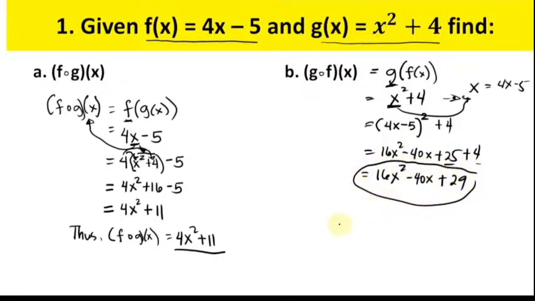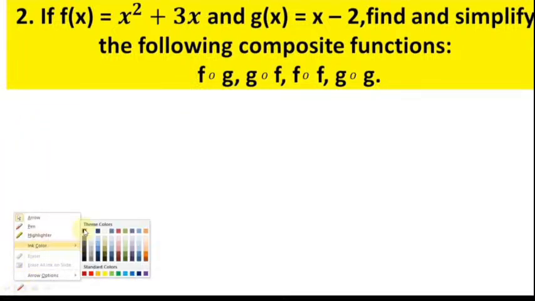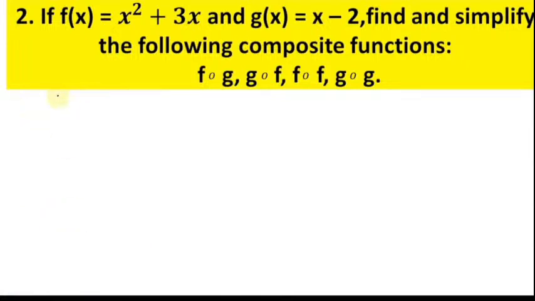So next, another example. So if f of x equals x squared plus 3x and g of x equals x minus 2, find and simplify the following composite functions. So ito, unahin natin ito. Una, composition of f with g. Okay, una ito equals f times g of x.